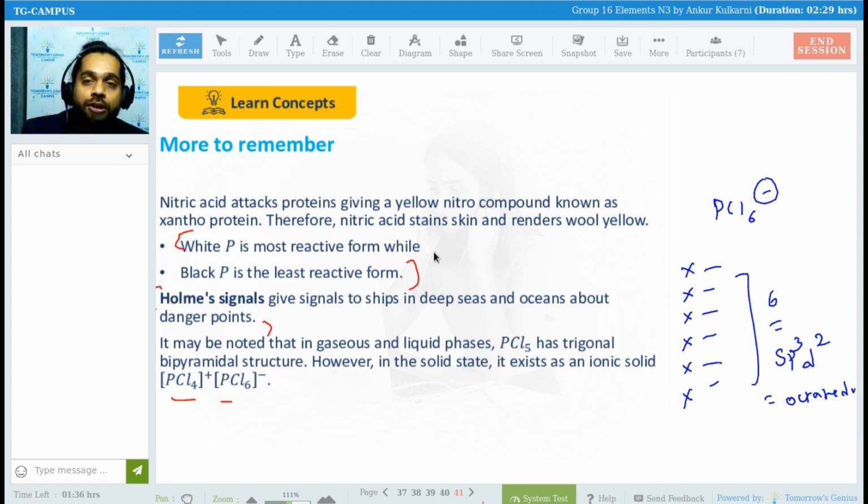And similarly now, tell me for PCl4 plus. When it is plus, you have to remove an electron. A hint. Come on, go ahead.